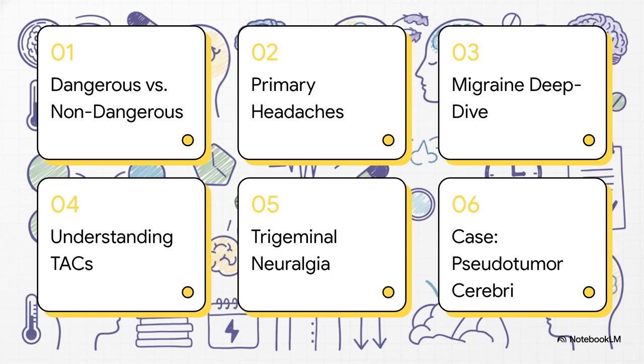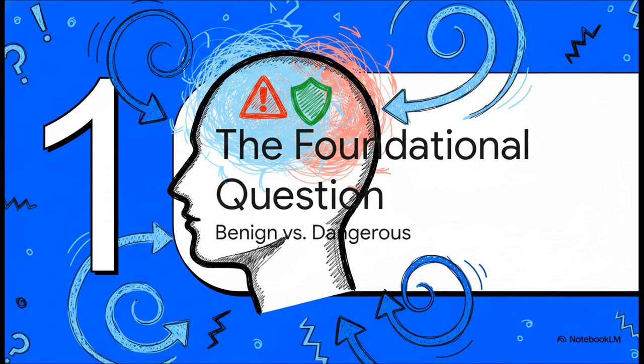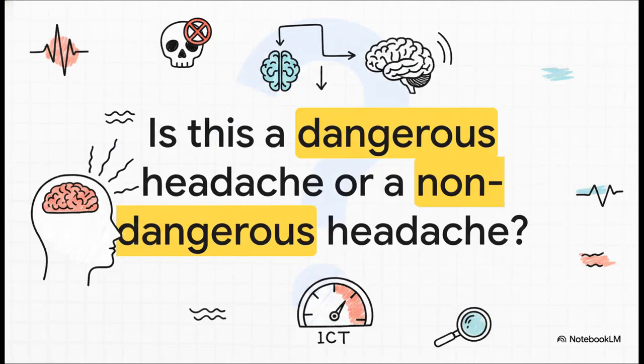We're going to walk through it just like you would in a real clinical setting. We'll start with the absolute first question you have to ask, then we'll break down the major headache types, and we'll wrap it all up with a case study that pulls everything together. Okay, so when a patient walks in with a headache, your first job, the most critical decision you have to make, isn't figuring out what kind of headache it is. Nope. It's figuring out if this is dangerous. And that one simple question, is it dangerous or not, frames everything you do next.